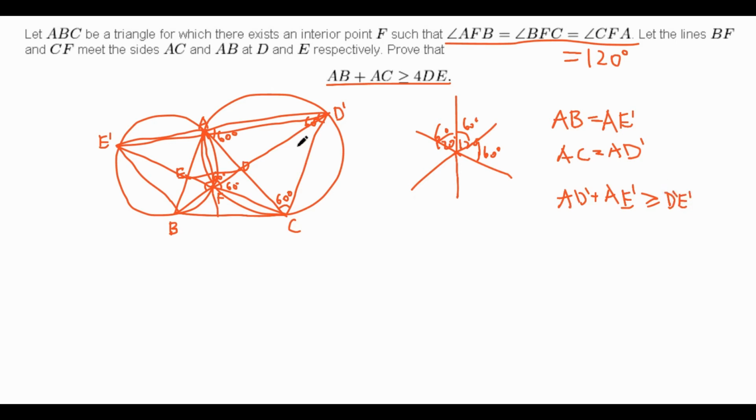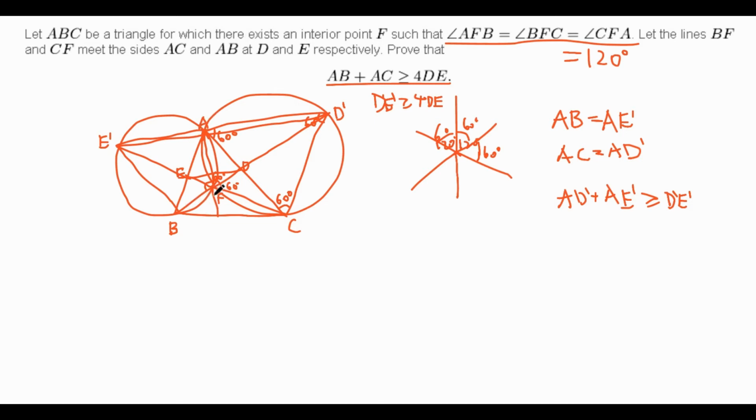Like so. So now, all we need to do is prove that D prime E prime is greater than or equal to 4DE. And this is a much nicer statement because D prime and D are both on the line BF, and E and E prime are both on the line CF. So we can probably find some sort of geometric way to relate between the two.